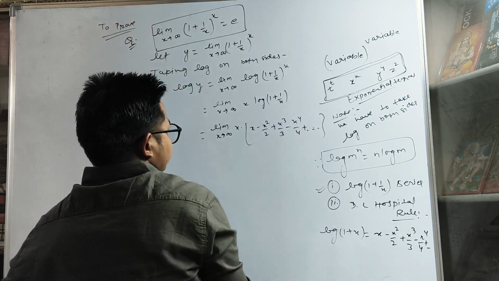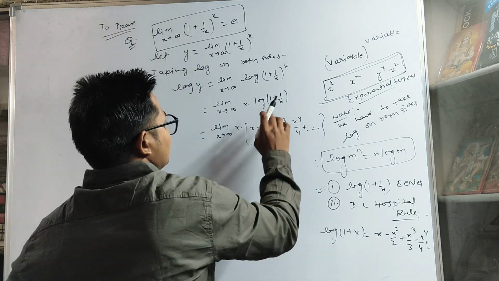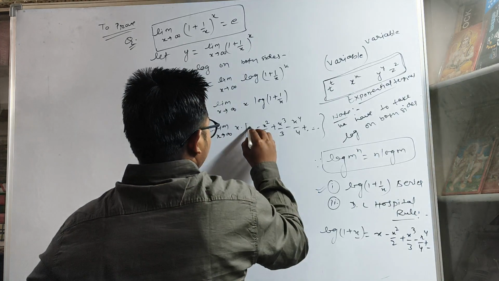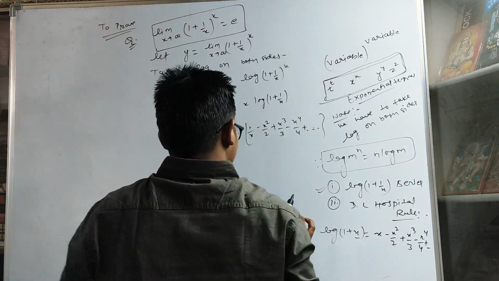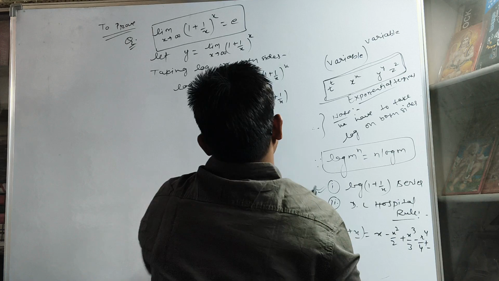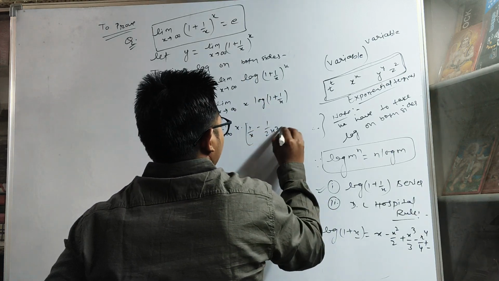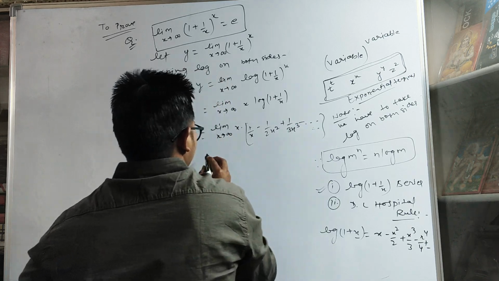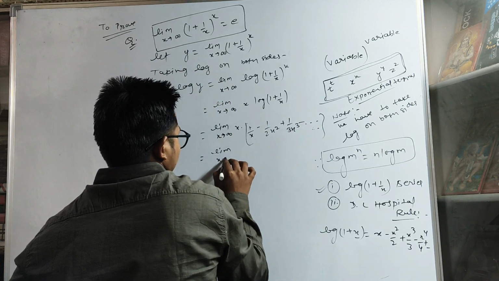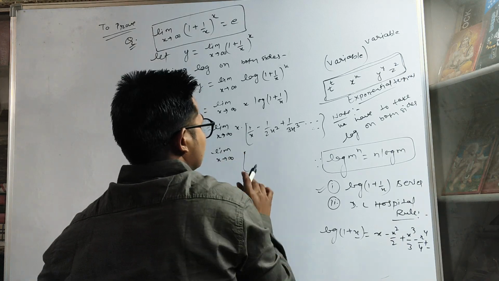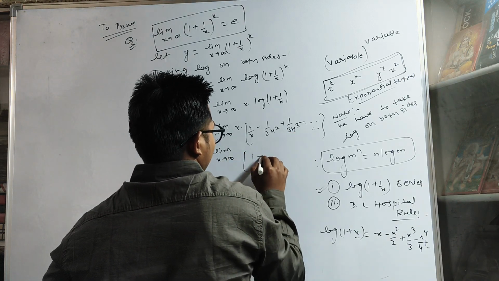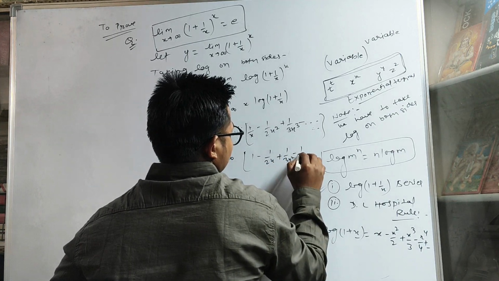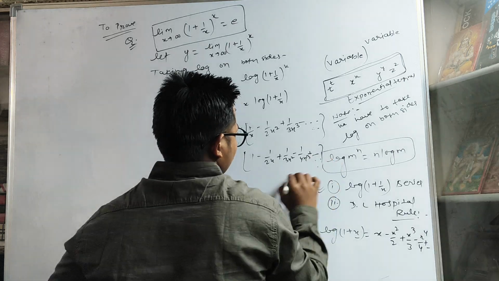Okay, so the x will be 1 by x basically, because in the place of x we can write 1 by x. So this term will be 1 by x minus 1 by 2x square plus 1 by 3x cube and so on. Limit x tending to infinity, if we multiply x in all the terms, then we have 1 minus 1 upon 2x plus 1 upon 3x square minus 1 upon 4x cube plus and so on.